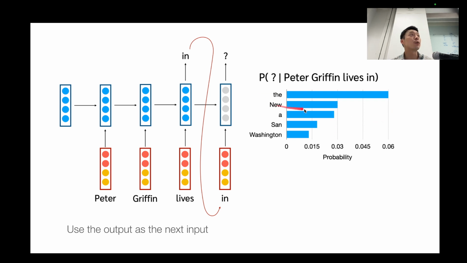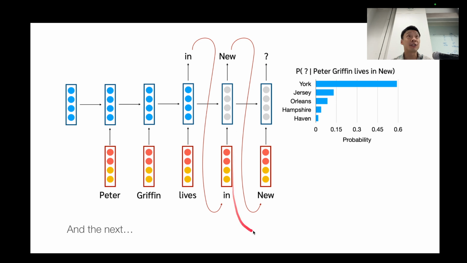All right, suppose you get the word "new" because you sample based on this distribution. Then you do the same. You look up the word embedding for "new" as the input, and use the hidden layer that you used to predict "new" to form the new hidden activation for the next time step, and so on.